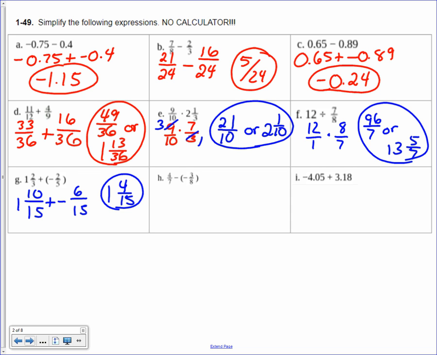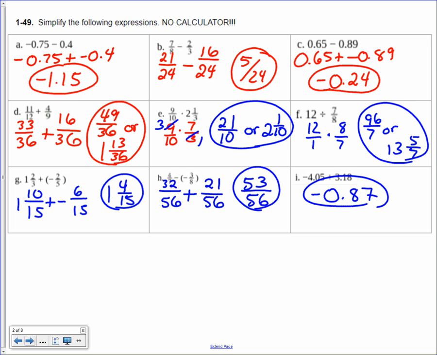For H, I found a common denominator 56 and changed it to addition. So 8 times 4 is 32, and 21. When I added, I got 53 over 56. And for this last one, I subtracted them and ended up with negative 0.87 because 4 and 5/100 is bigger.